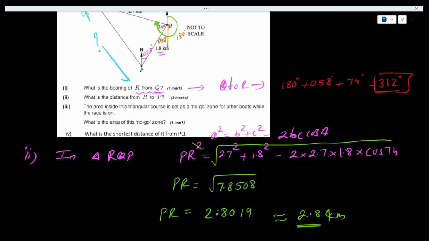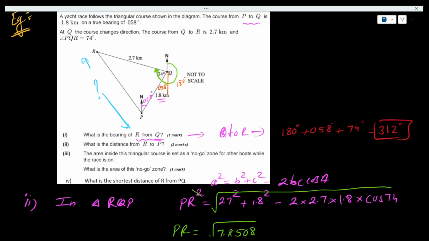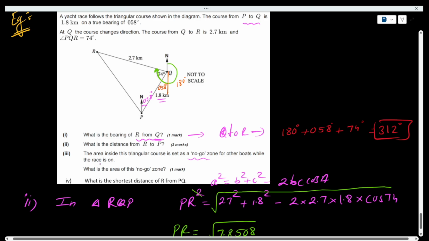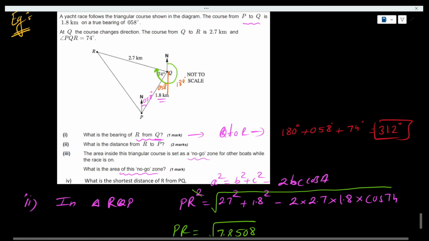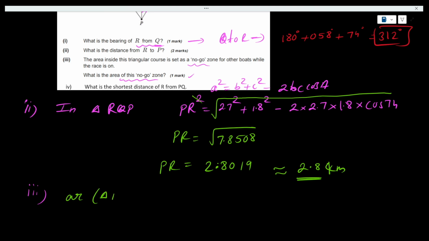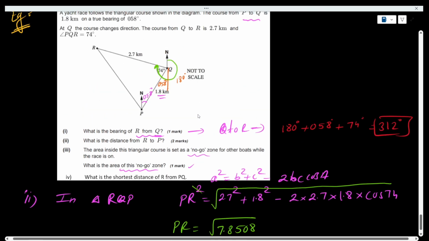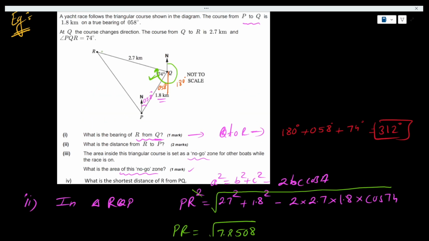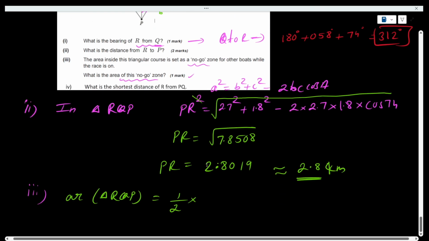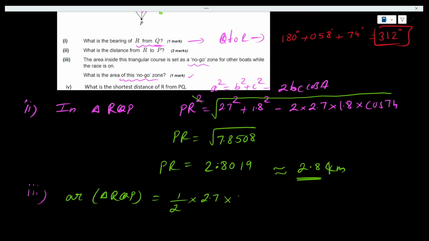Then what is the third part here? The area inside the triangular course, because now they are talking about this triangular course. What is given here? The area is set as a no-go zone for other boats while the race is on. What is the area of the no-go zone? So you can write here the area of triangle RQP will be equal to half AB sine theta. Now theta should be the known angle which is 74. So the two sides A and B will become 2.7 and 1.8. So I can take half AB sine theta, 2.7 times 1.8 times sine 74.